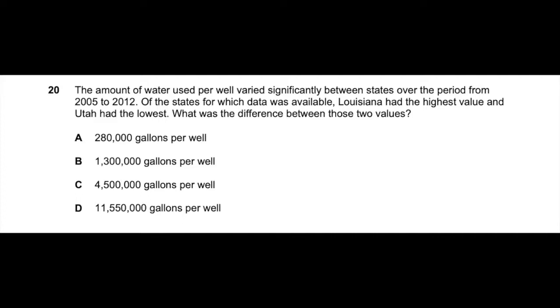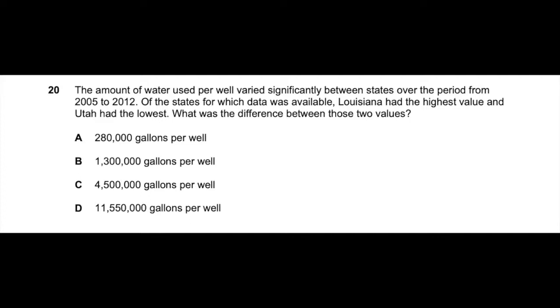Louisiana: total number of wells drilled between 2005 and 2012 is 2,327 plus 139, which equals 2,466. Total water used, 12,000 million gallons. Water used per well: 12,000 million gallons divided by 2,466 equals 4.87 million gallons per well.